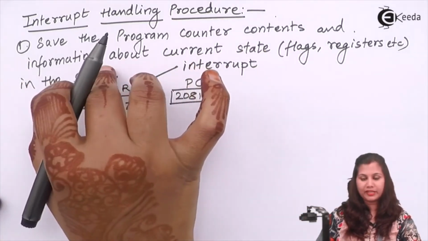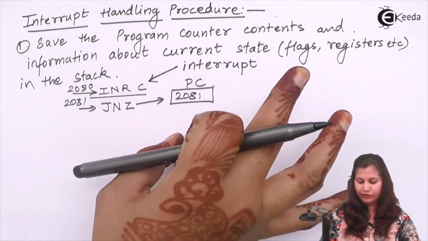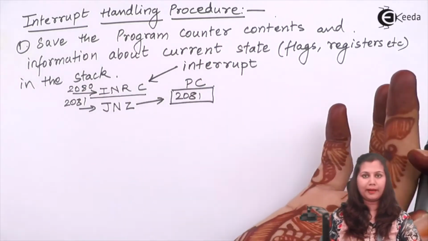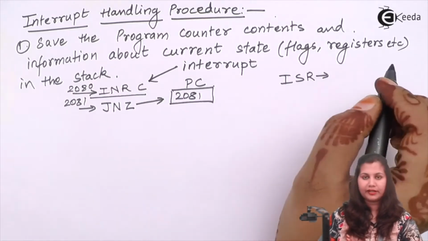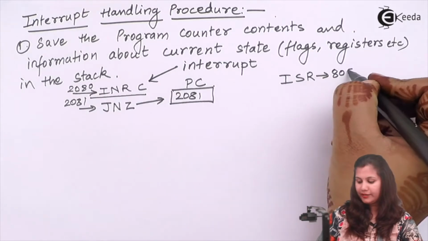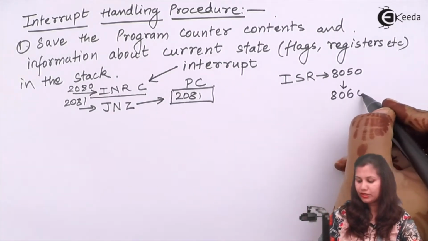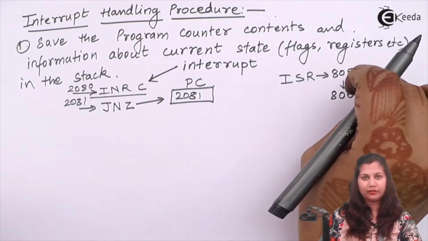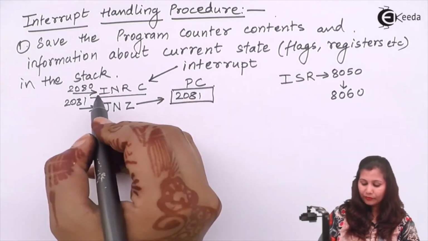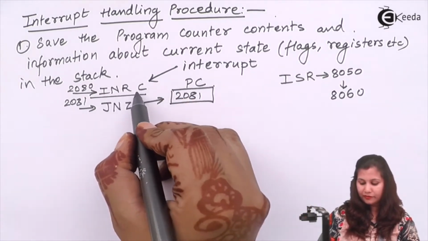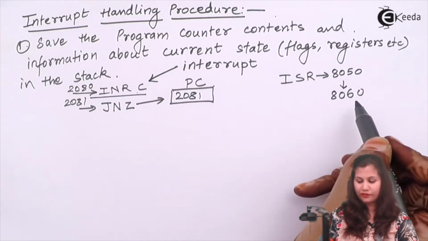So when an interrupt is given, the microprocessor has to stop further execution of the instruction and jump to that memory location where the interrupt service routine is written. Suppose it is written at 8050 up to 8060. So between these 10 locations the interrupt service routine is written. When the microprocessor jumps to location 8050, it will run the interrupt service routine.